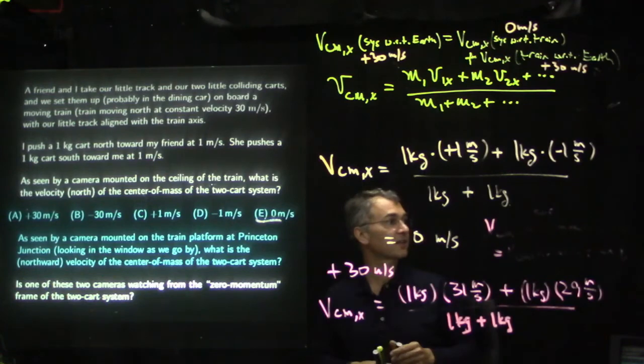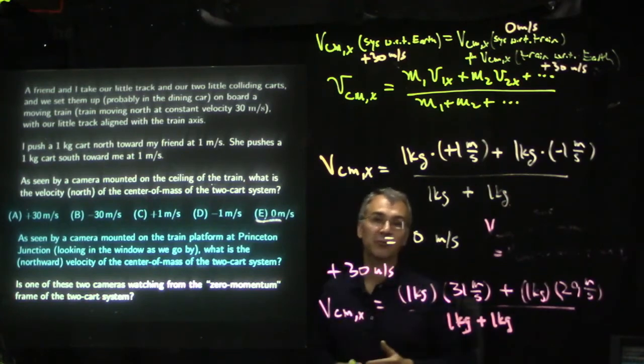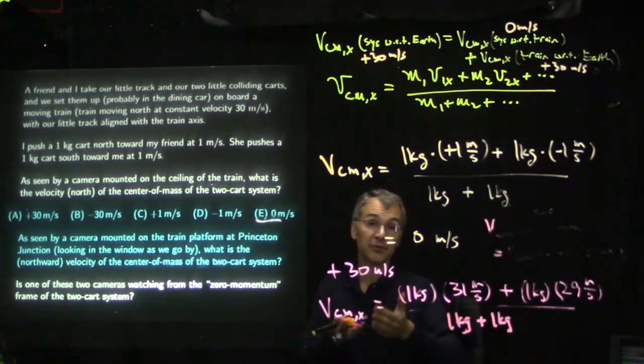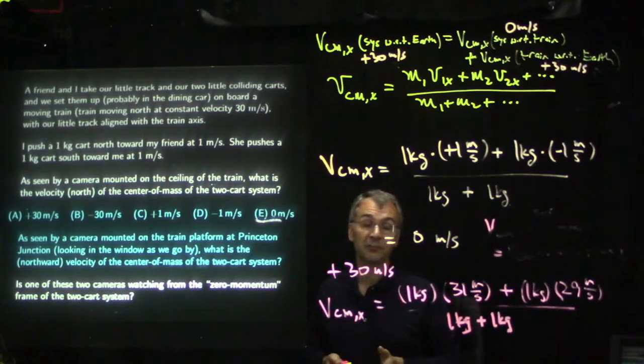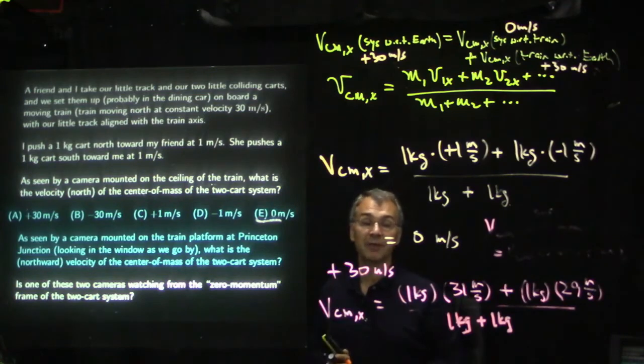So that's how I got the initial value so quickly. I just added 30 because I said, well, it's not moving with respect to the train, and the train's moving 30 meters per second north with respect to the platform, which is at rest on Earth. And so that system must be moving 30 meters per second north with respect to Earth, with respect to that platform, which is anchored at Princeton Junction.